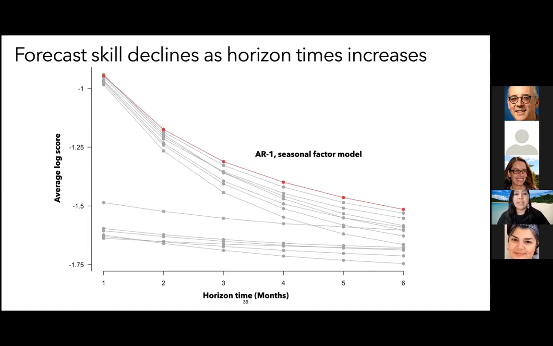But one model that consistently had better forecasting skill was the AR1 seasonal factor model, and this showed improved forecasting skill compared to other models, even at 6 months ahead.